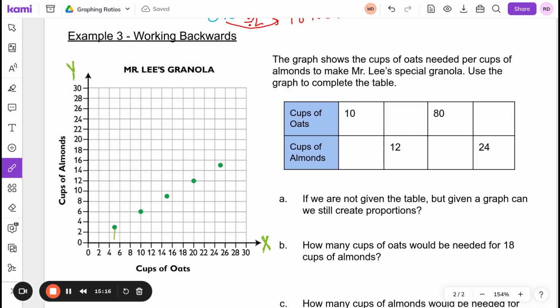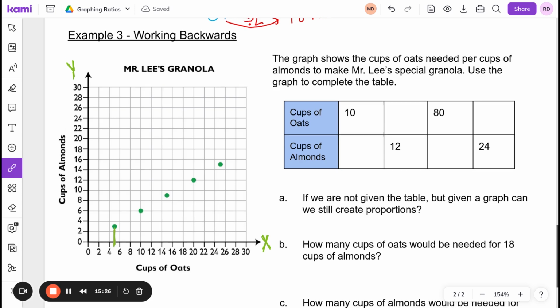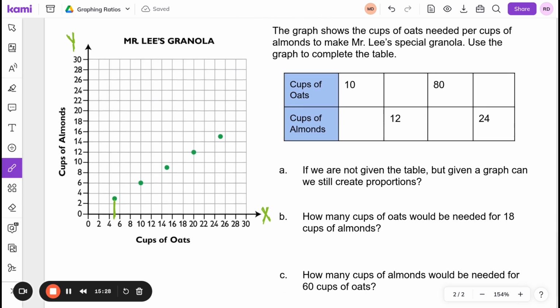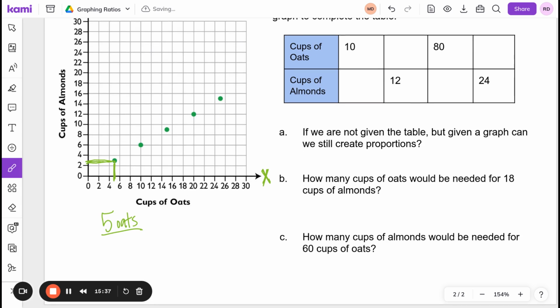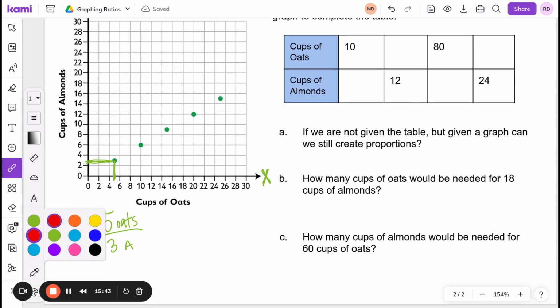This first point right here is perfectly in between 4 and 6. Perfectly in between 4 and 6 is 5. So that's 5 cups of oats. And again, 5 oats to 3 almonds, because 3 is in between 2 and 4.